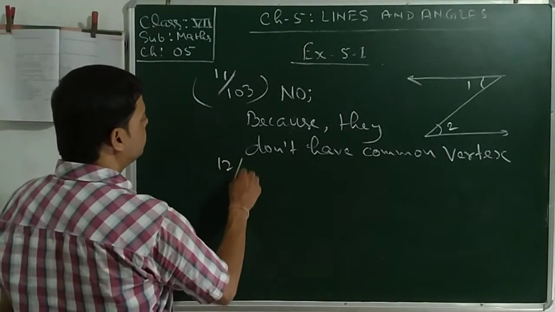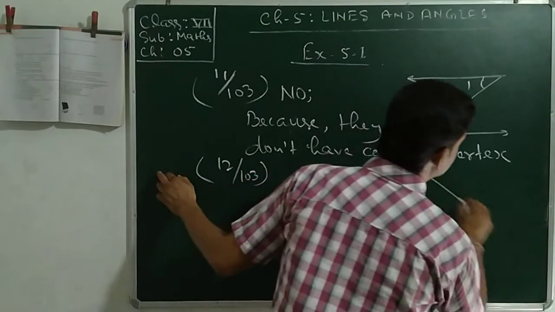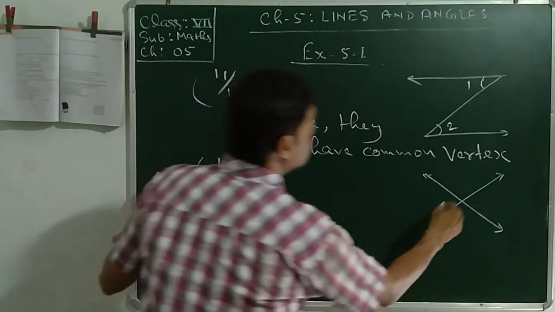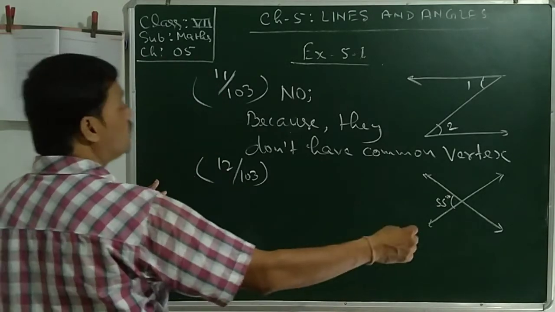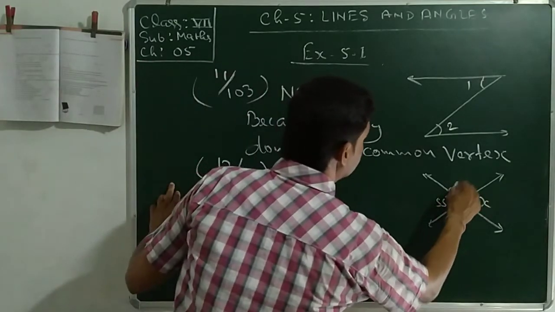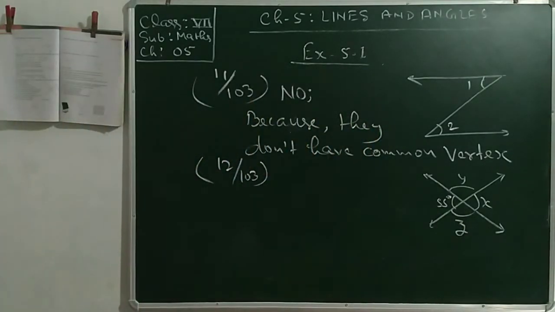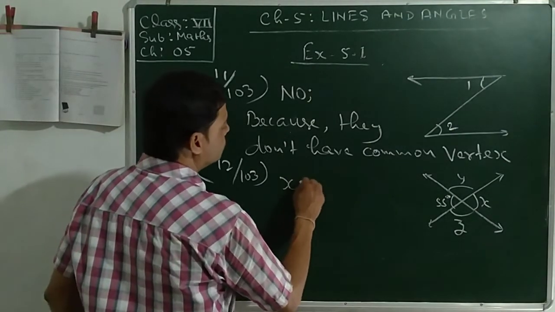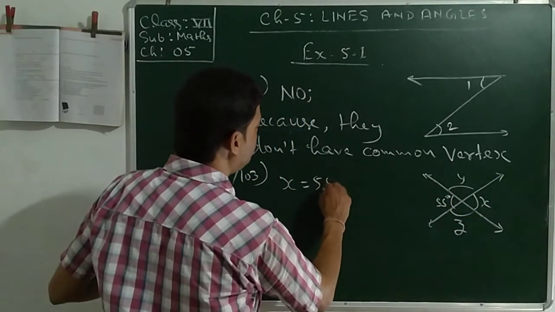Come to the 12 number sum. In the 12 number, in the first figure, two lines are intersected in such a way that the angle from this side is 55 degrees and another side is given as x. The upper angle is given as y and the lower is given as z. You are asked to find the value of x, y and z. See, x equals, it's the vertically opposite angle of 55 degrees, so we will write 55 degrees.